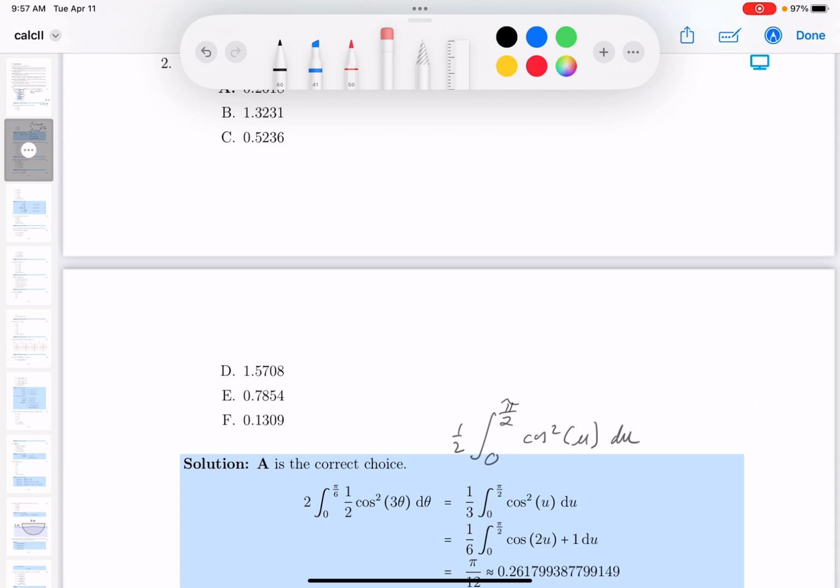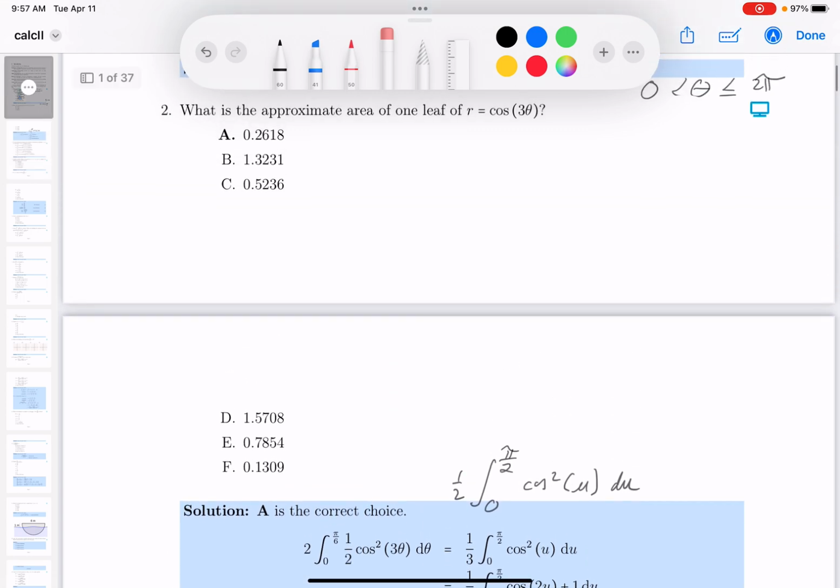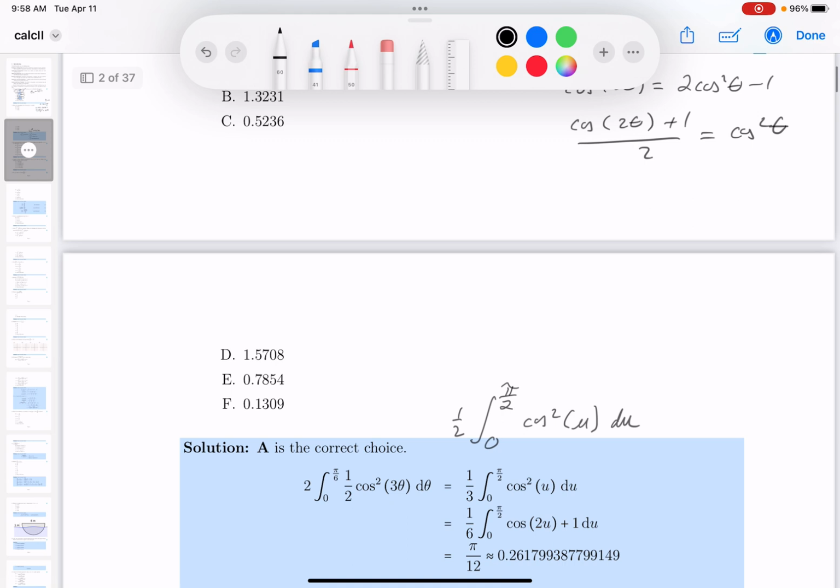I'm really struggling with this integration over here. What I do remember is that to reduce the power of the cosine, I have another formula I could use. Let me write this one down for you. The cosine of 2 theta is the same thing as 2 cosine squared theta minus 1. So the cosine of 2 theta plus 1 over 2 is the same thing as cosine squared theta. And that accomplishes a lot for me. It accomplishes that I can get a square into a linear problem.